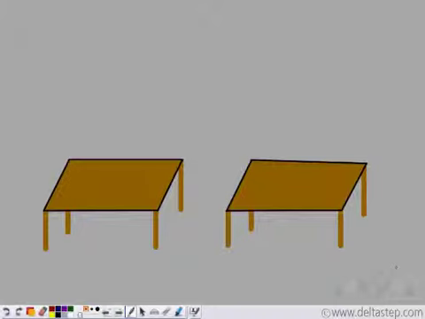Now you go to a carpenter and ask him to make 2 tables for you. So what he gives you is these 2 tables. Now you need to check whether these tables have parallel lines or not. So how do we check? Let us see.